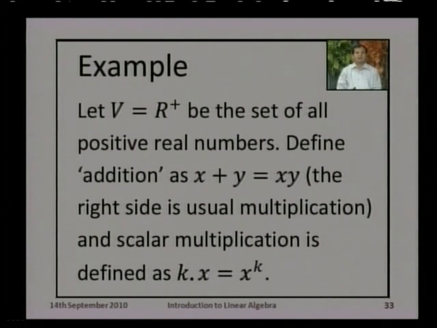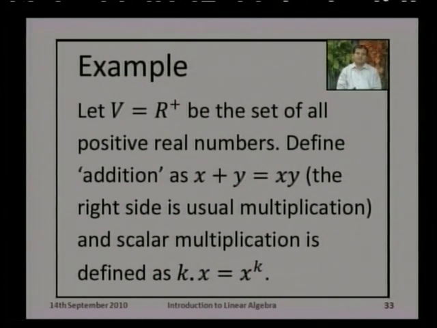Let us see this example. Let V be R plus, the set of all positive real numbers. So certainly 0 does not belong to this set. But define addition as x plus y equal to xy. The right side is usual multiplication.